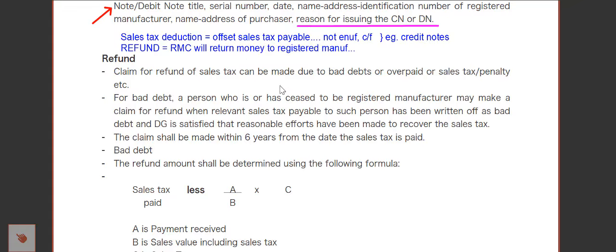And what kind of reason will they give you a refund? They give a refund to you when there is a bad debt, or you overpaid your sales tax. Now what about bad debt? Bad debt is because we account for sales tax on an accrual basis. So this is the issue.